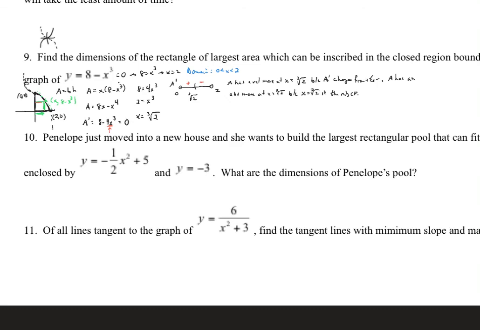We're supposed to find the dimensions of that rectangle, and our dimensions are the base and the height. So the base was that cube root of 2, that was just the x, and the height was going to be that 8 minus x cubed, so that's going to be 8 minus the cube root of 2 cubed, so that's 8 minus 2, which is 6. So our height is going to be 6, and our base is going to be the cube root of 2, and those are the dimensions of the rectangle with largest area. All right, very good.